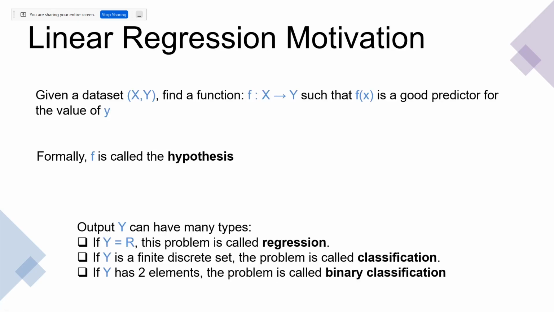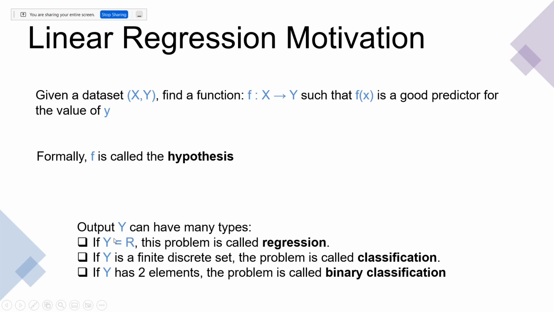And as the formal definition of linear regression, we have a data set of observations x and predictions y. I would like to find a function f, basically predicting a good value for our y given an x value. So we have three types of this hypothesis.